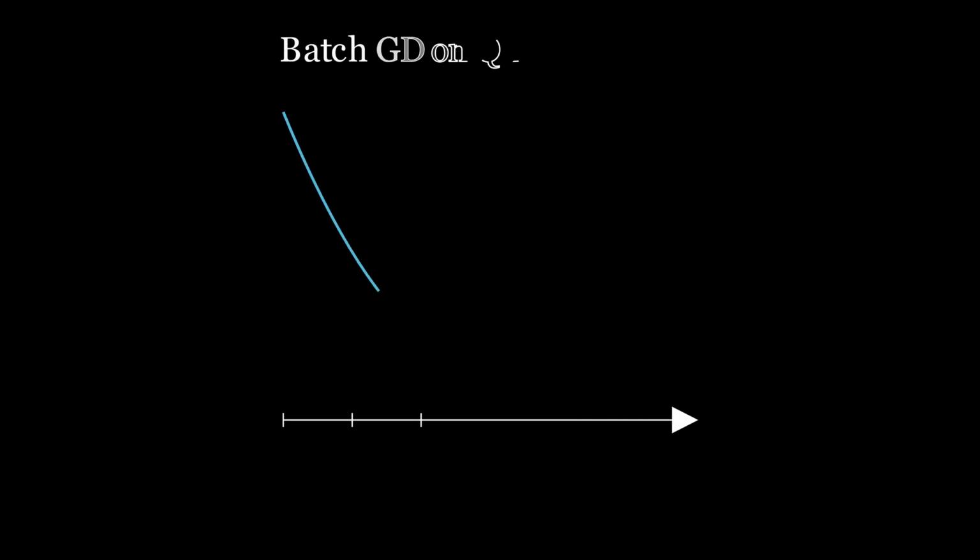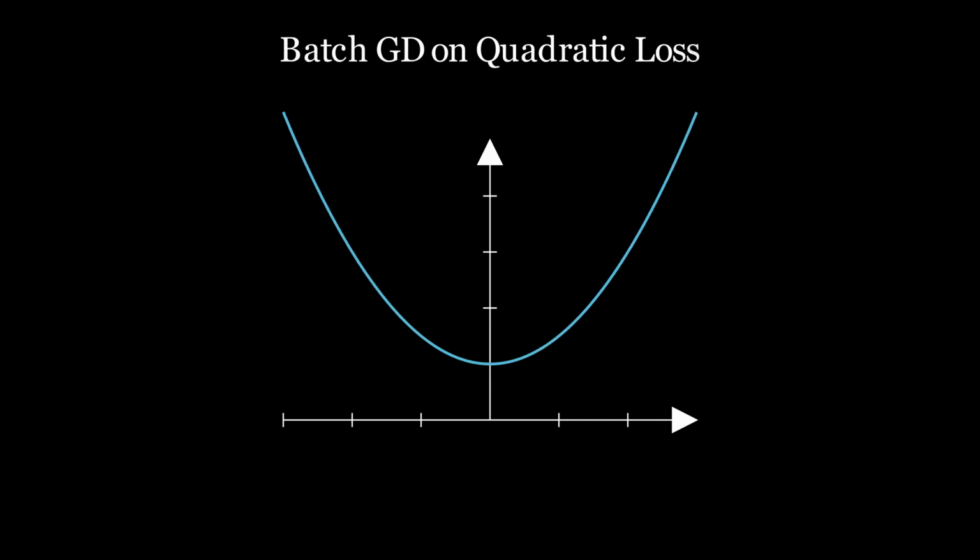Let's visualize how batch gradient descent works on a simple quadratic loss surface. Batch GD computes the exact gradient using all data points, resulting in smooth, direct paths toward the minimum. Notice how each step is straight toward the minimum, without oscillations, because we are using the true average gradient.